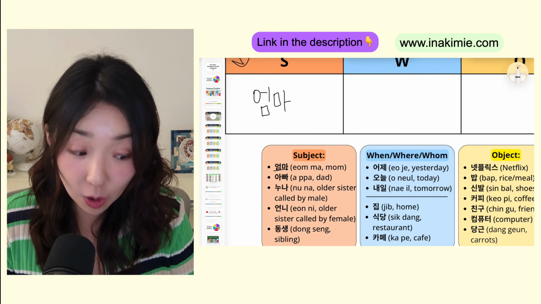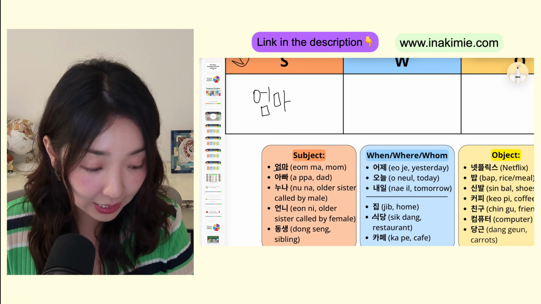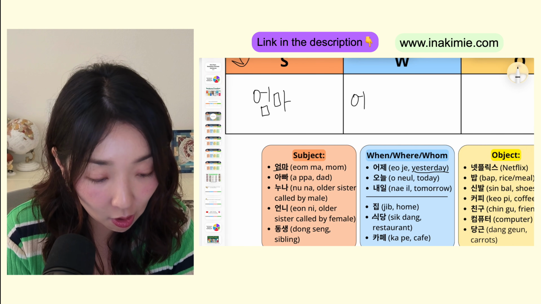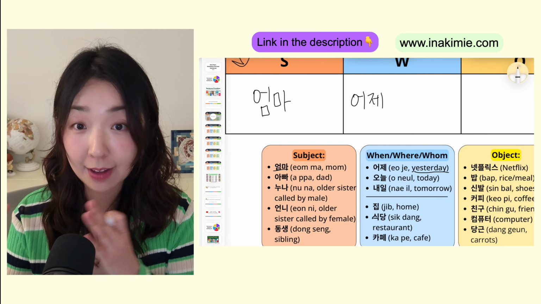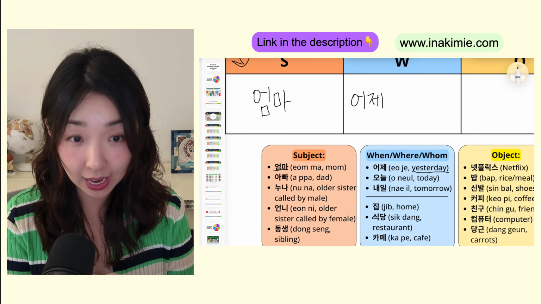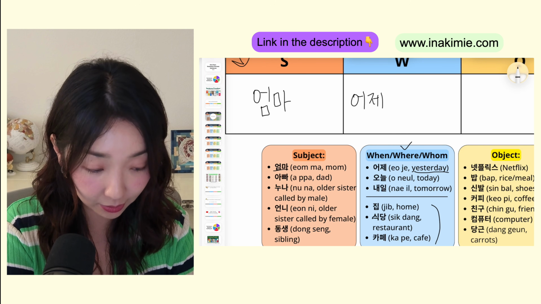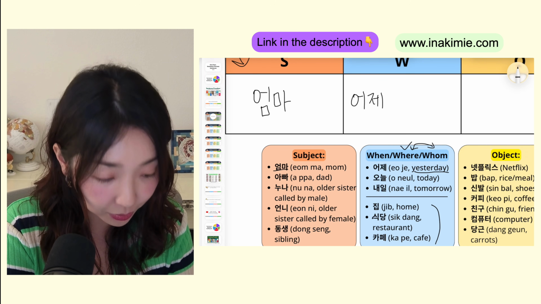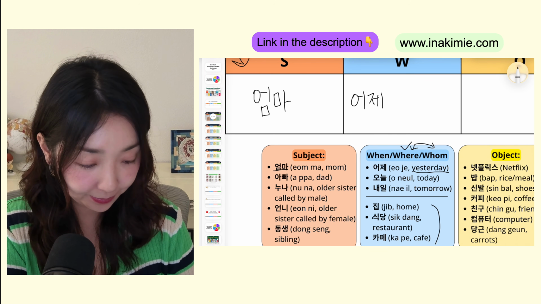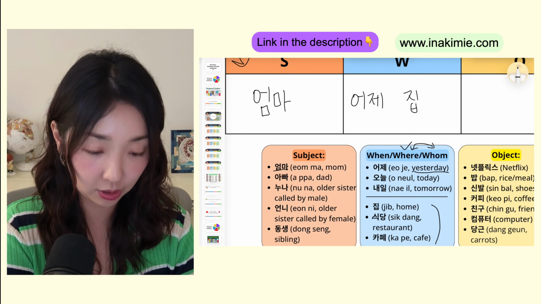So I don't need all three parts. So maybe I could say, yesterday, that's going to be my when. So I'm going to say 어제. So I have mom, 엄마, and then when, 어제. Do I want location? Okay, that would be where, right? Oh, these two should be flipped. Whom should go before where? Okay, in that order. 엄마 어제 집. That's gonna be the location.